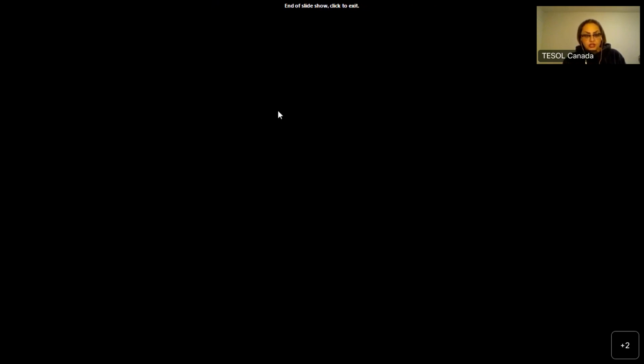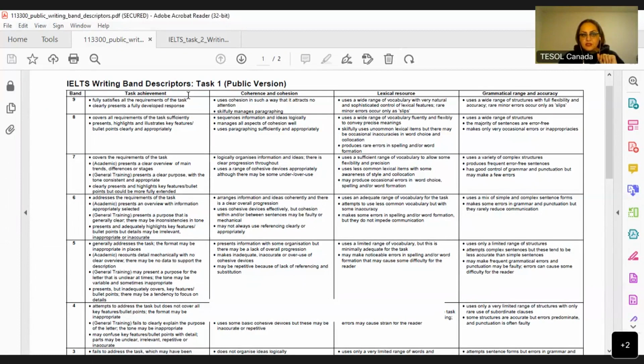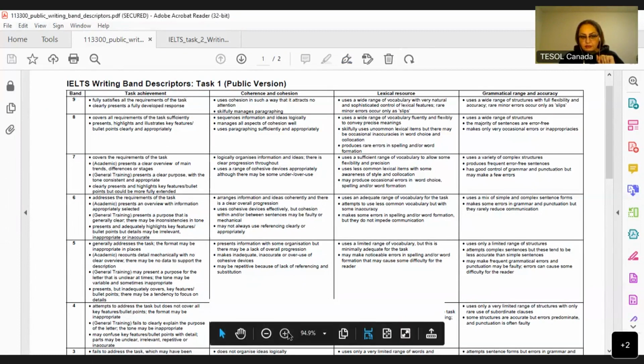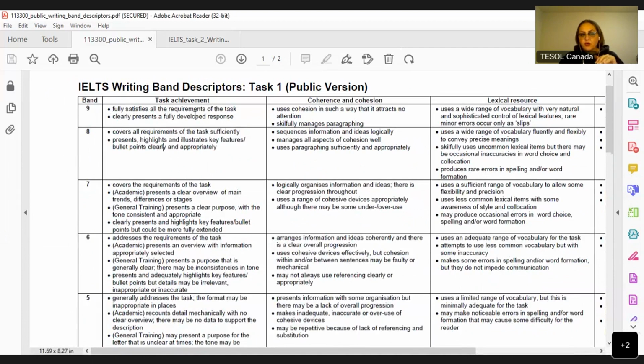What else do I want to show you? Here you can see the band score or band description, the IELTS band descriptors for task 1. So I talked here, you can study the difference between band 9, 8, 7, 6, and 5 for task achievement, for coherence, for lexical resource. Okay, so for example, see, task achievement fully satisfies all the requirements of the task. This is for 9. Covers the requirements of the task, gets 7.